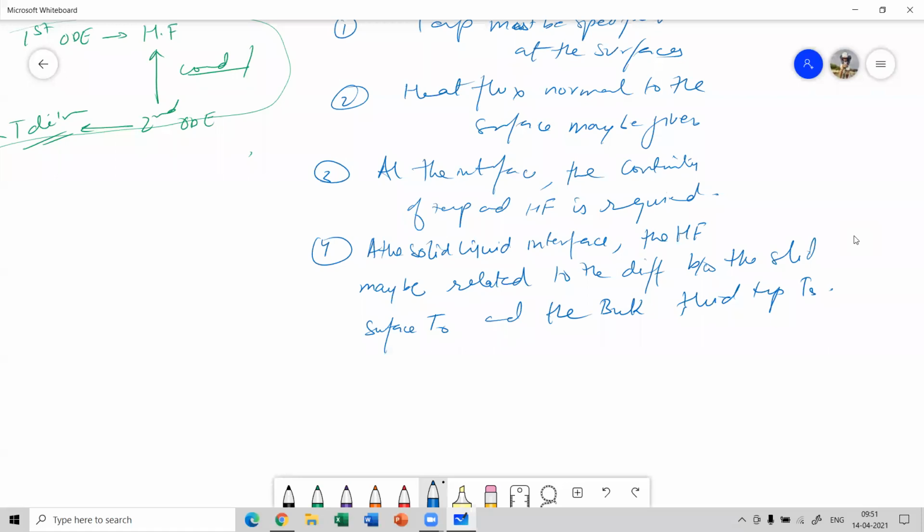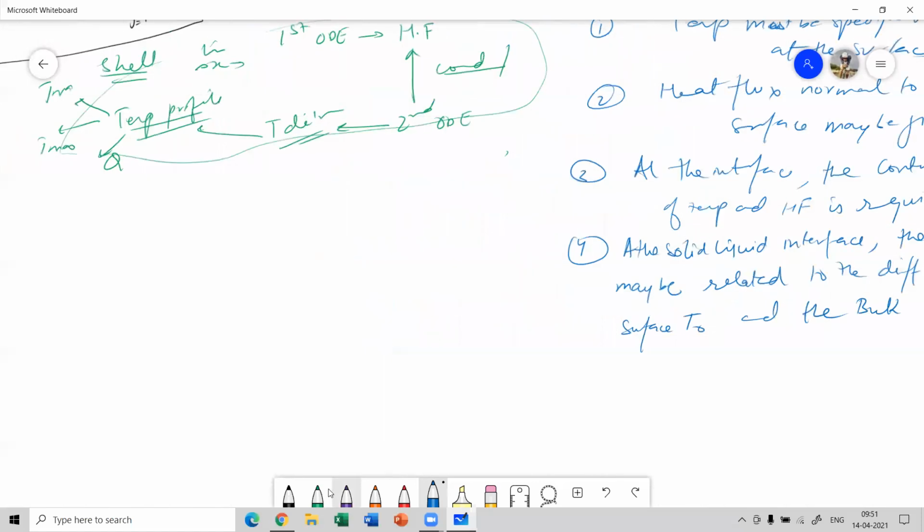That is, at the solid liquid interface, the heat flux may be related to the difference between the solid surface temperature and the bulk fluid temperature. Clear? So we're gonna be using these boundary conditions. So let's talk about a general expression for the thermal part.